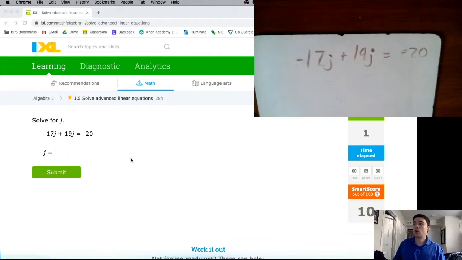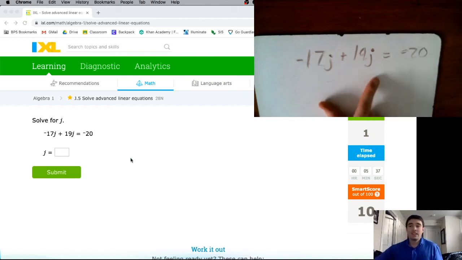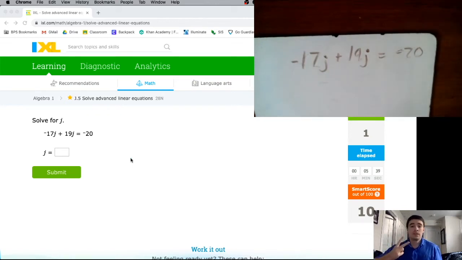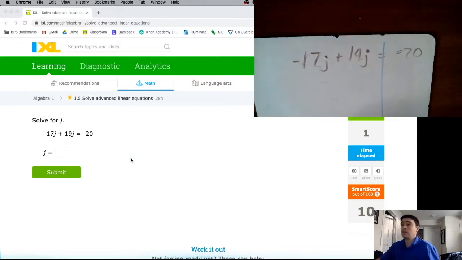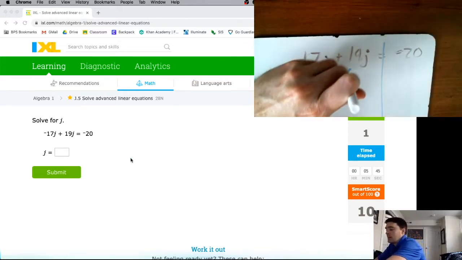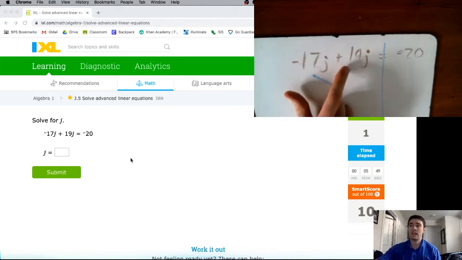And so if that's our equation, negative 17j plus 19j, and I need a new marker clearly, I need to see that the j shows up twice. And again here, the j shows up twice on the same side of the equation. And if those j's are on the same side, I can combine them. I can do negative 17j plus 19j.